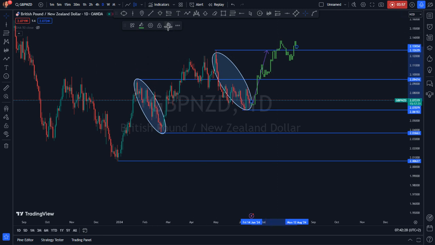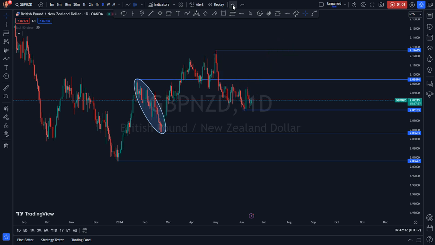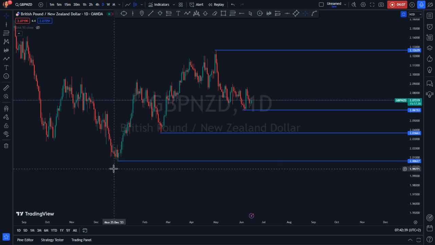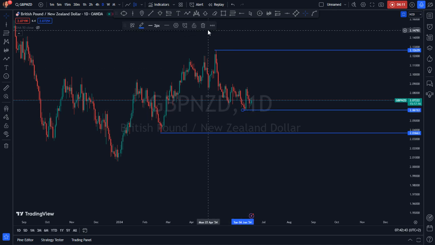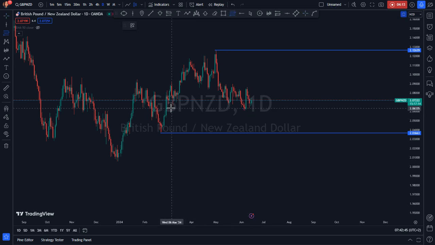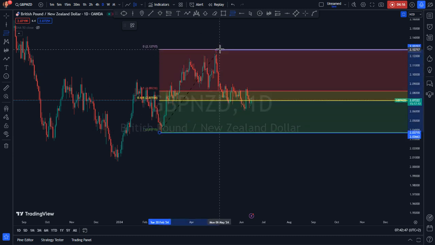Okay, so now we're going to change the time frame. As you can see, we're going to concentrate on these two points right here. Even if you use Fibonacci, you would see this for this impulsive move.